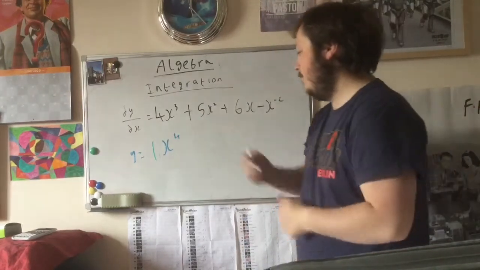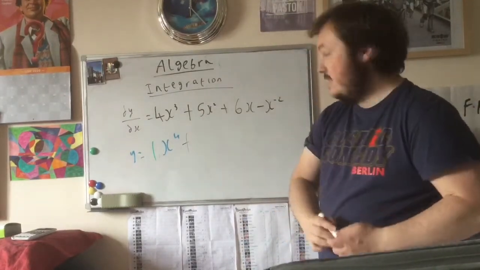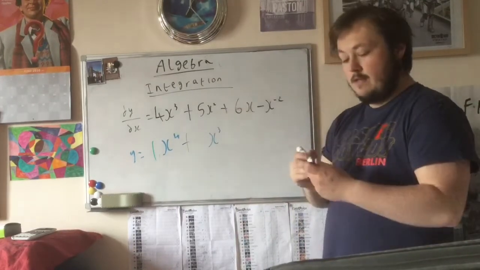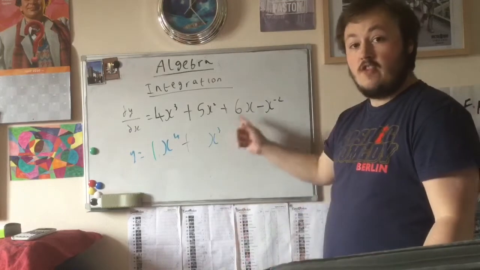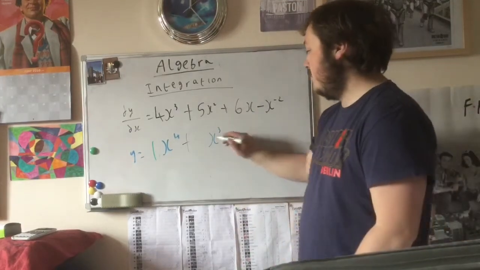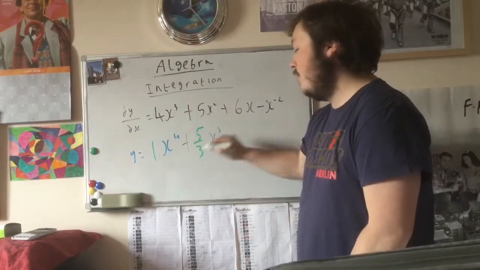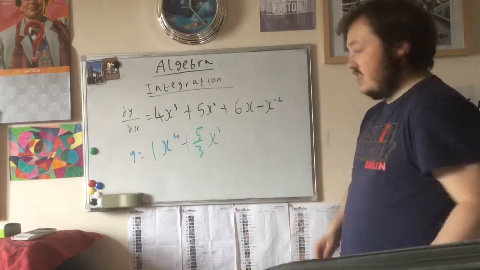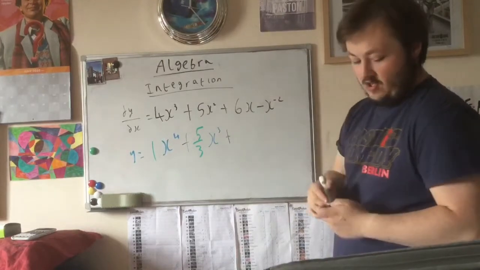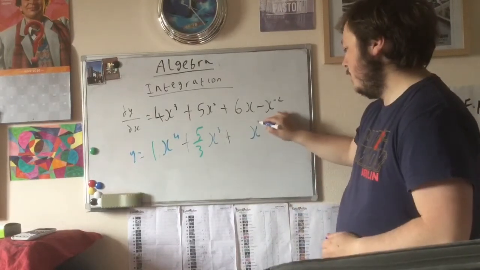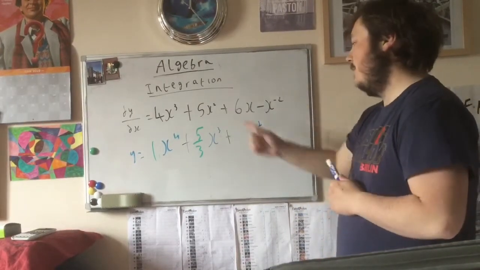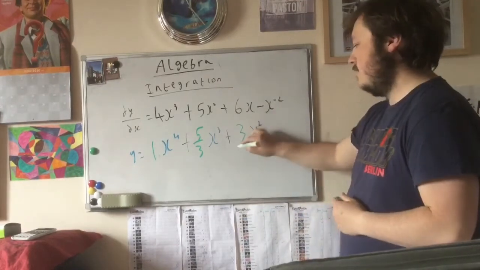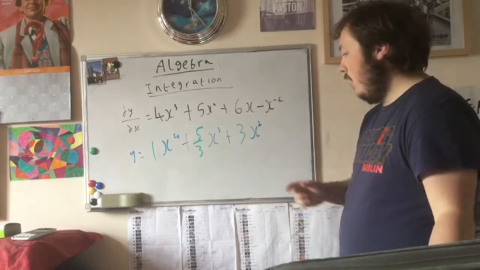The next one, we have our x, and we add 1 to our indice, so it becomes to the power of 3. Then we divide our 5, which is the coefficient, by the new indice, so that becomes 5 over 3x cubed. Power 3. The 6x, we do our plus, and then we do x to the power of 2, because that's the indice, and we divide our 6, which is the coefficient, by the 2, which is the indice, so that becomes 3.